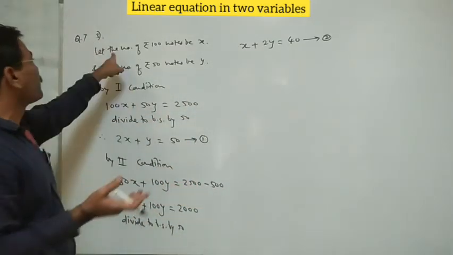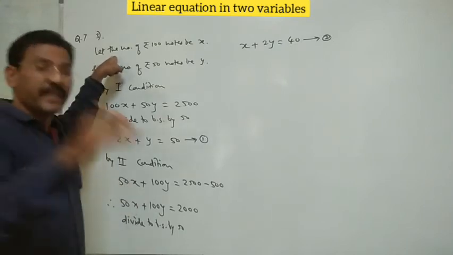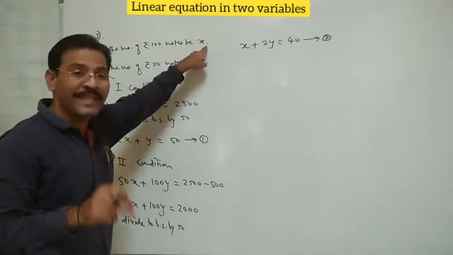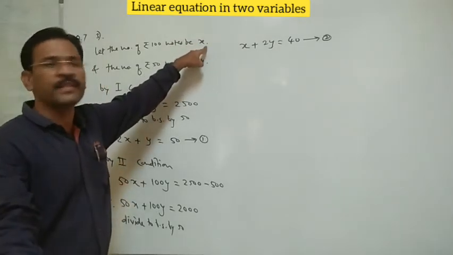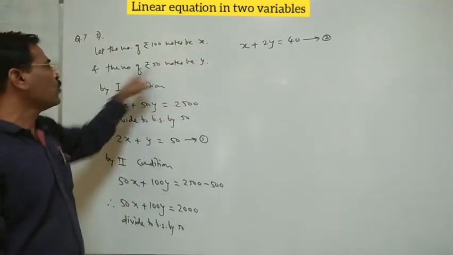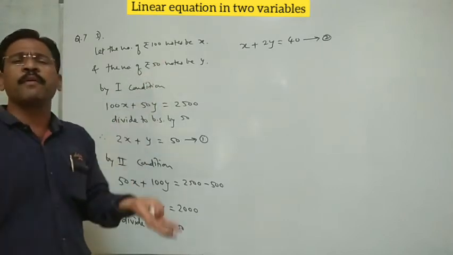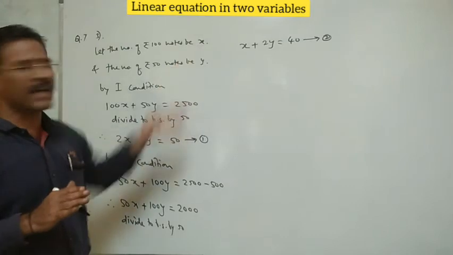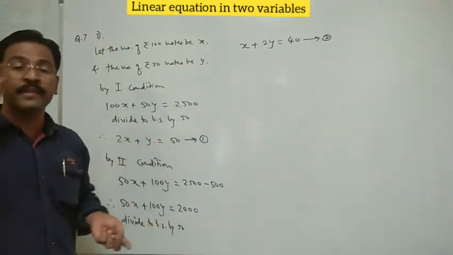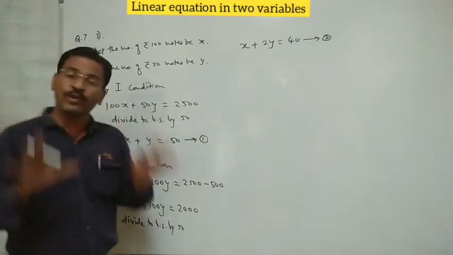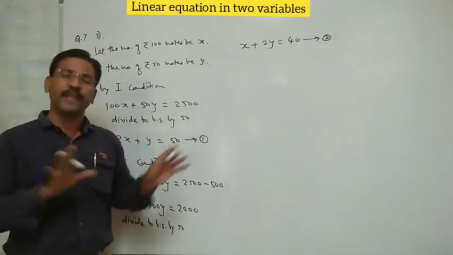So what are these? x means the number of notes of 100 rupees originally, before interchange, so we can get the value of x here, and similarly y is the number of notes of 50 rupees, and whatever we get, we can find. So these are two very simple equations, like the examples we already solved. Try to solve, students, yourself. Okay friends, try to solve.